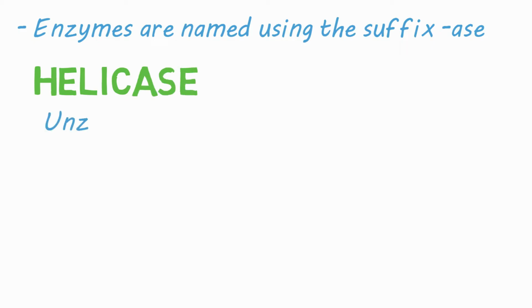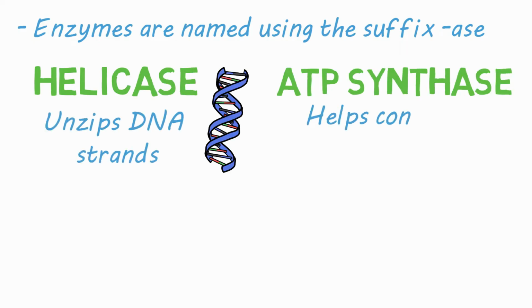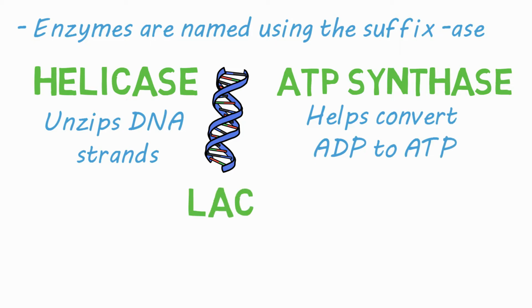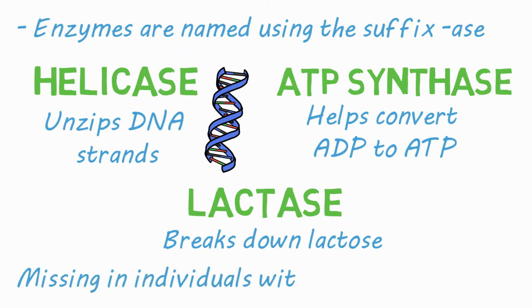Enzymes are usually named using the suffix -ase. Some of my favorites include helicase, which unzips DNA strands, ATP synthase, which helps convert ADP to ATP, and lactase, which breaks down the carbohydrate lactose. Individuals who are lactose intolerant are missing the enzyme lactase, and thus cannot break down lactose and get sick.